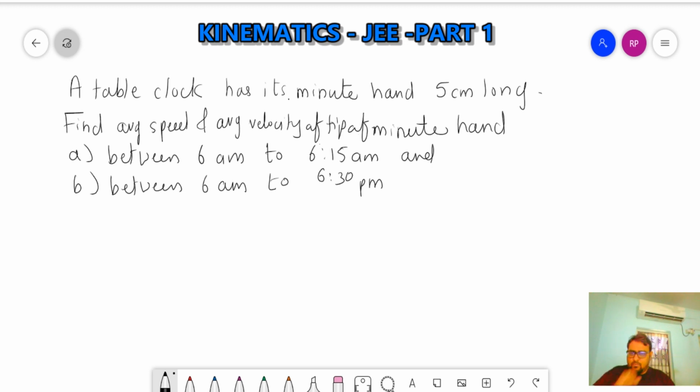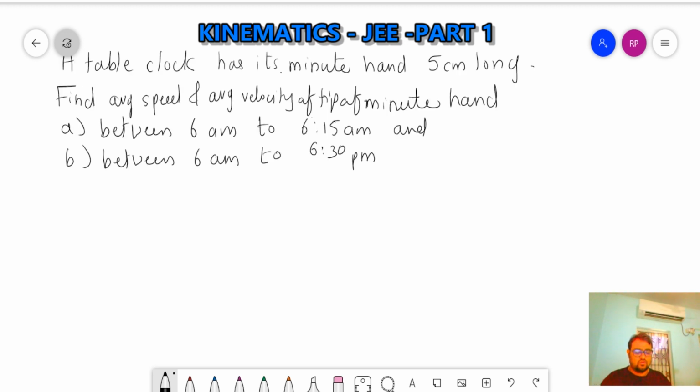Okay, now for speed, we have learned total distance by time, and for velocity, total displacement by time. Clear? Okay, so now just find it out, then we will solve. Okay, now let me solve it. See, when you take a table clock, okay, let's take a circular table clock.